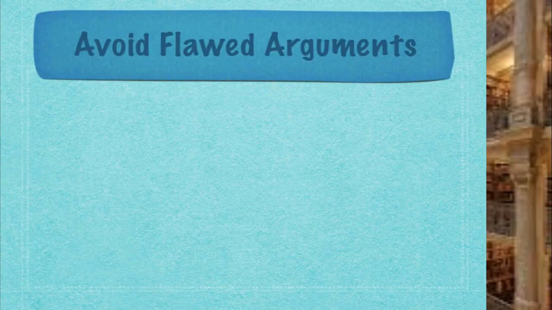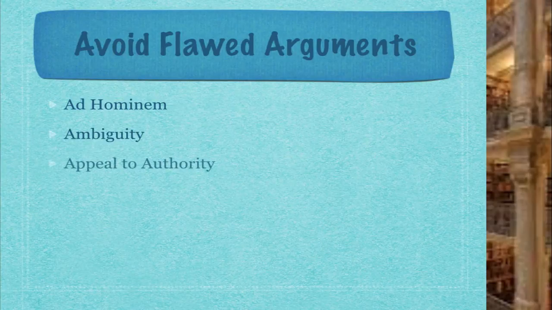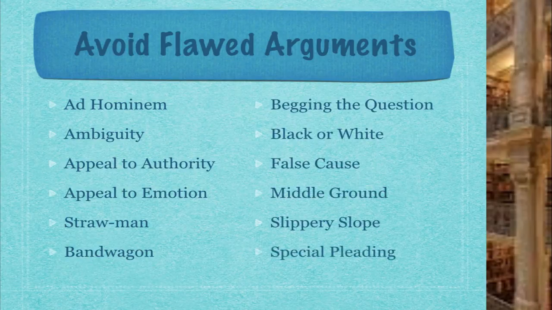And while I don't have a chance to go into all of these, here's a few common names for flawed arguments. There's ad hominem, ambiguity, appeal to authority, appeal to emotion, straw man, bandwagon, begging the question, black and white, false cause, middle ground, slippery slope, special pleading. And this isn't a logic course, but to understand the flaws in these arguments and how, one, you can avoid them, but two, just to discern them in your daily life is a great thing to be able to do. So I'd encourage you to look these up, do some exploration, and make sure you understand how to avoid these flaws.